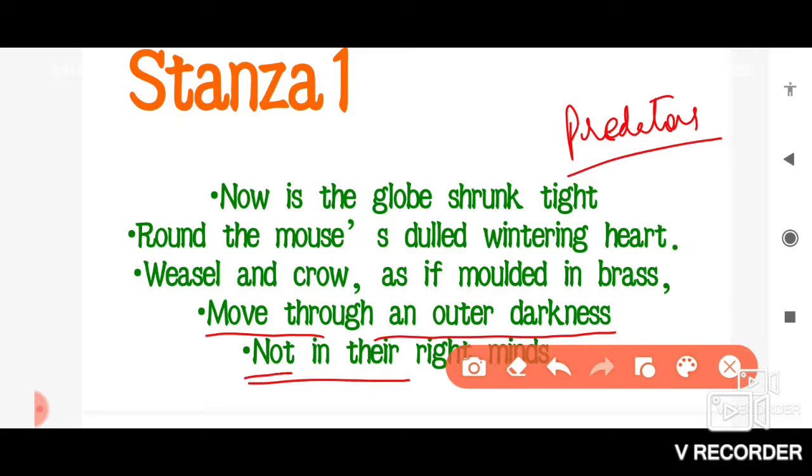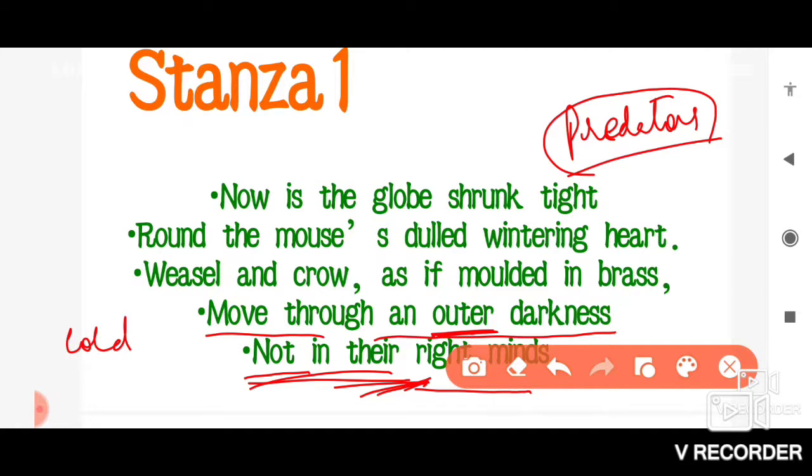But when they move out in outer darkness, they are still not in their right minds at that time also. But why is it so? अगर दिन में उन्हें predators का डर होता है, रात को भी वो जब निकलते हैं in search of food and other things, why aren't they in their right minds? It is because of the cold. Due to cold, these poor animals are not in their right minds.